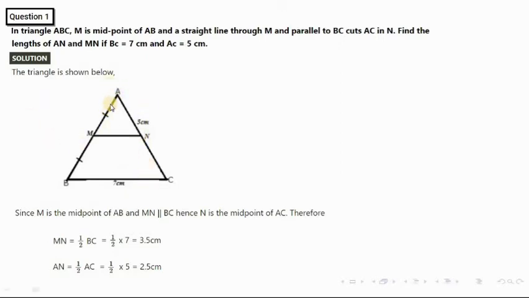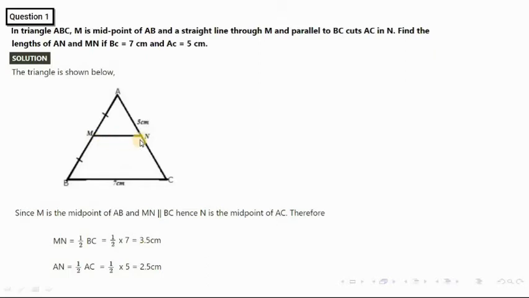The converse of midpoint theorem says, if you take the midpoint of any one side and from there you draw a parallel line, then this parallel line cuts the third side into equal halves. That is, this point will be the midpoint of AC. Hence N is the midpoint of AC using converse of midpoint theorem. Therefore MN is half of BC, and BC is 7 centimeter. Half of 7 is 3.5, so my value for MN is 3.5 centimeter.